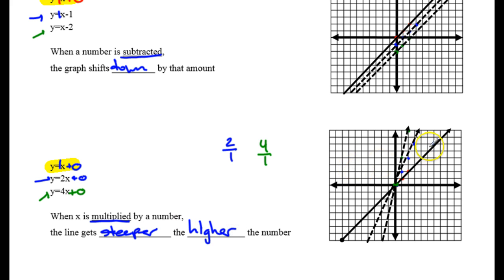Think about it. Parent slope, this is a slope of 1, right? And then we multiplied it by 2. So this got more steep than this, right? But then we did times 4. It's even more steep. So the higher the slope, the steeper it gets. Okay?